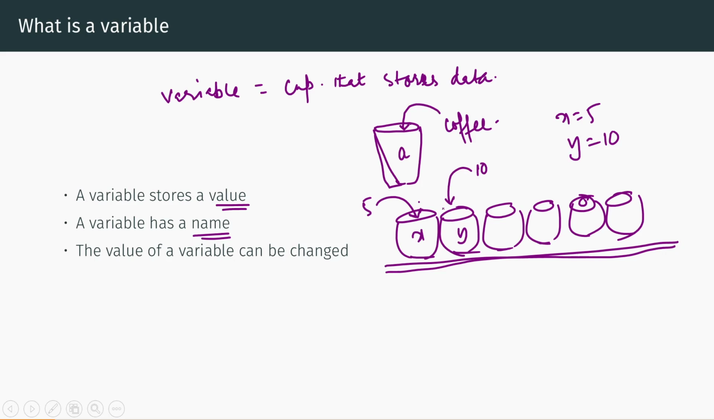So think of a variable as a cup. It has a name on the outside, and it has a value inside it. And the value can be changed. Let's say you want to change the value of x to 500 now. You just pour 500 into the cup, and it will replace the 5 essentially.